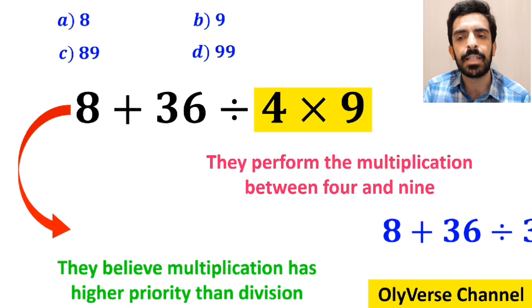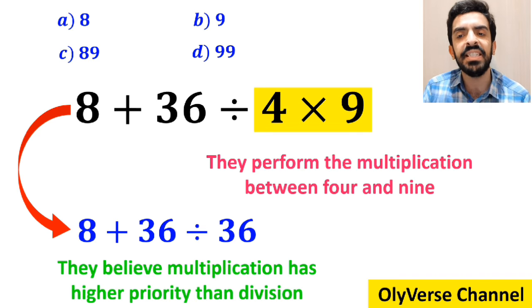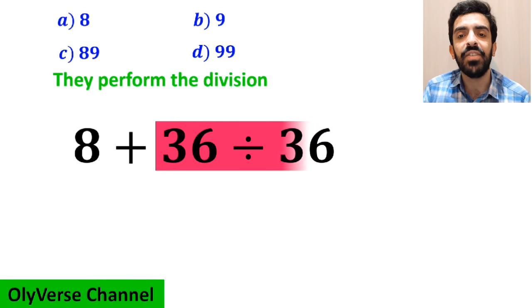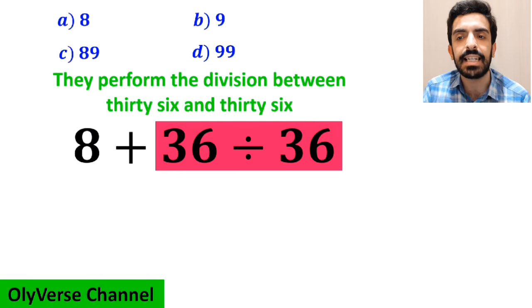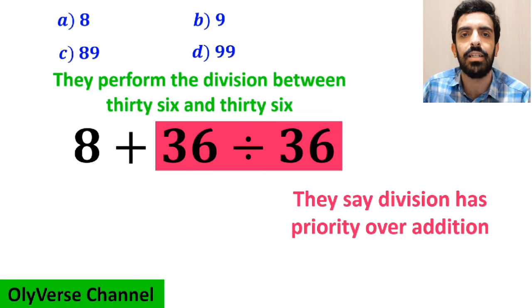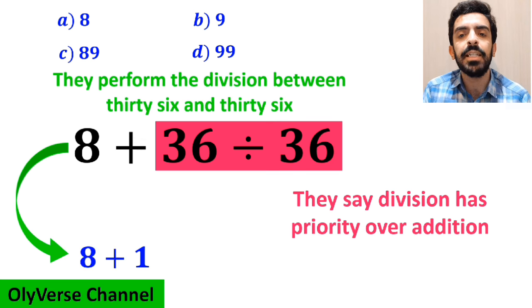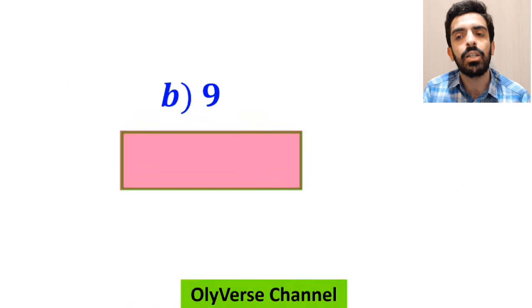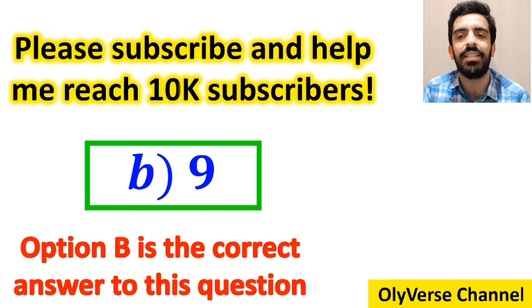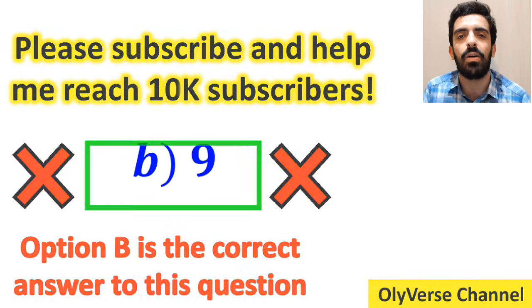So, instead of this expression, they write 8 plus 36 divided by 36. In the next step, they perform the division between 36 and 36 because they say division has priority over addition. So, they simplify this expression to 8 plus 1, which ultimately gives them the answer 9. And immediately, they conclude that option B is the correct answer to this question. However, this answer is absolutely wrong.